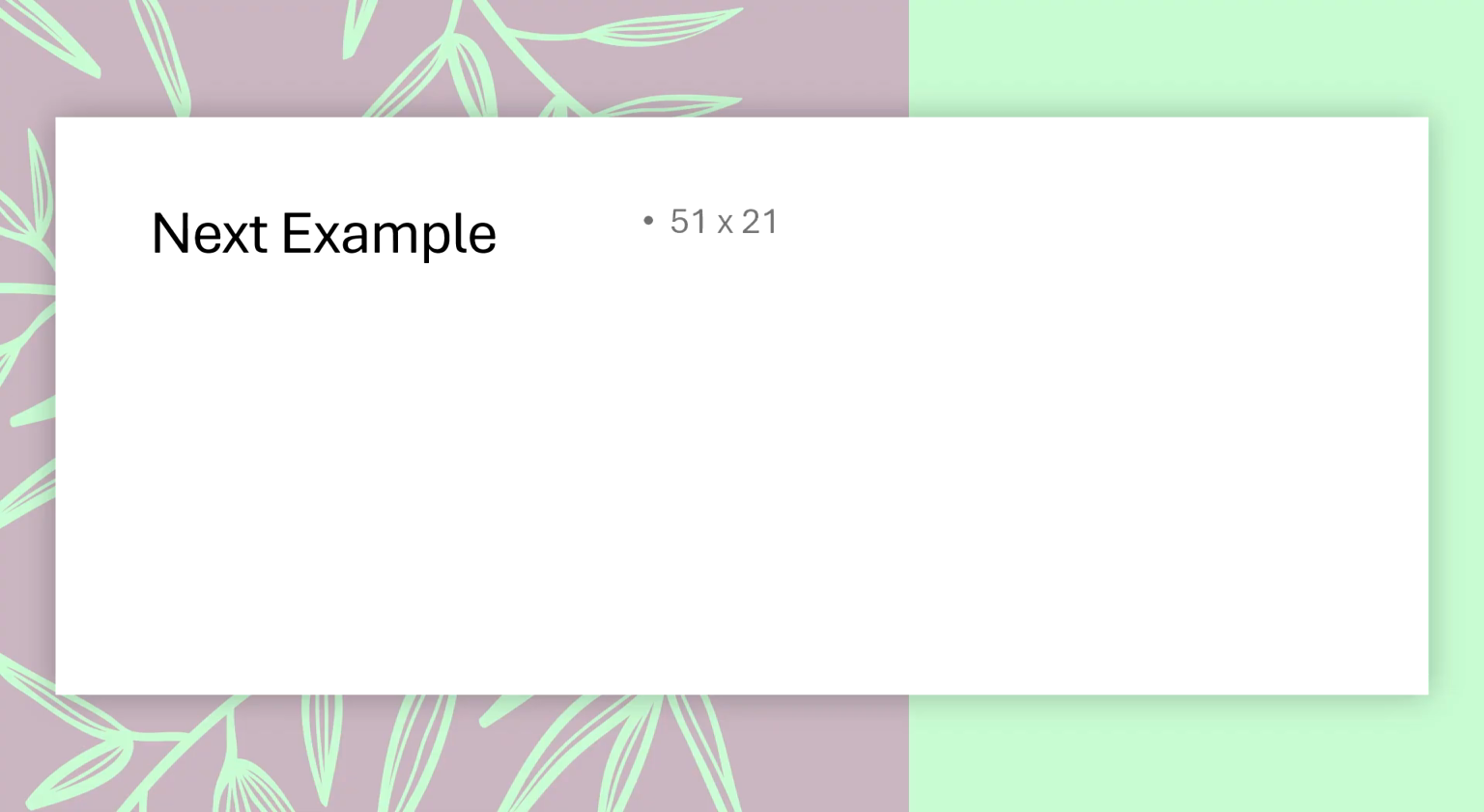51 times 21. And so we use the distributive property to make this a little easier. So what we did was we changed 21 into 20 plus 1. So we put that in parentheses, and so that is 51 times parentheses 20 plus 1. And so it's equal to 51 times 20 plus 51 times 1.